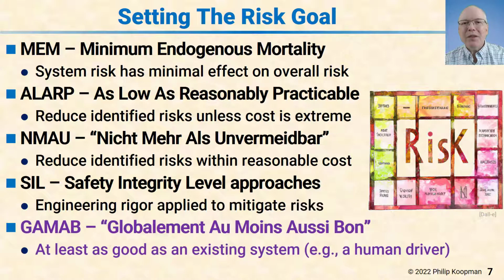The final acceptance criteria is probably using the GAMAB risk framework. The idea here is you take an existing system, human-driven vehicles, and you say, well, we're going to build a new system to replace it. And the concept is the new system will be at least as good as the old system. So when you hear people talking about, well, as long as it's as safe as a human driver, then it's okay, they're talking about a GAMAB approach.